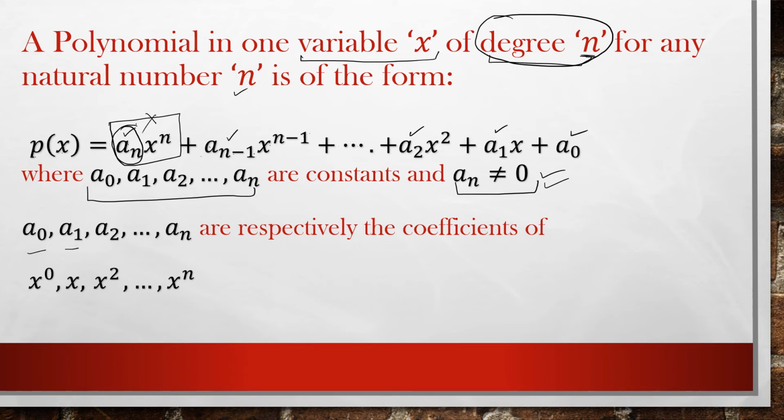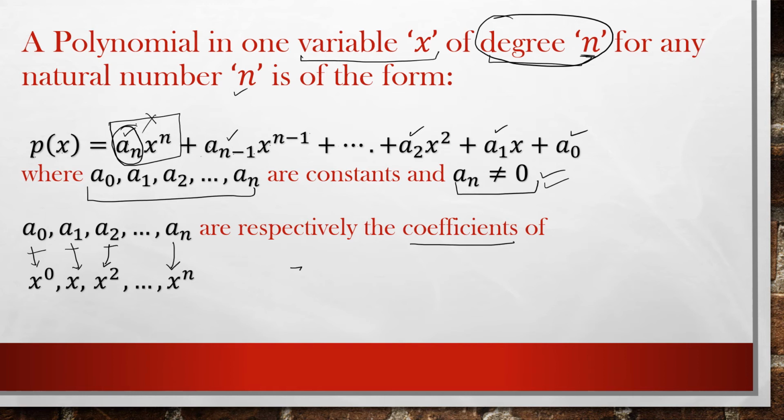a0, a1, a2 dot dot dot till an are respectively the coefficients of x0, x, x square and so on. That is, a0 is coefficient of x0, a1 is coefficient of x, a2 is coefficient of x square, and similarly an is coefficient of x power n. I'll explain coefficient once again just for recalling.